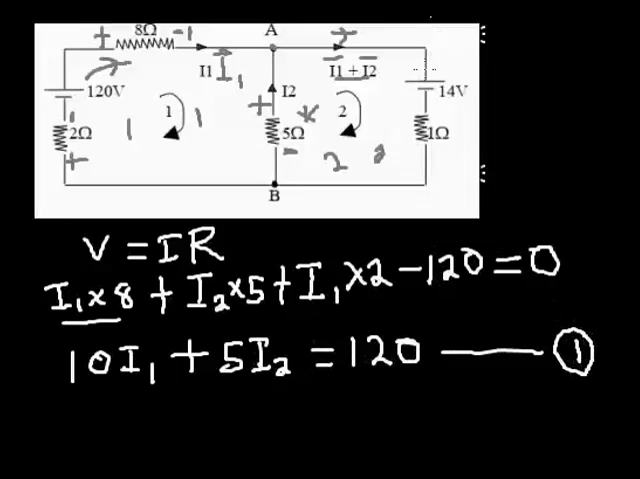So let's go to loop 2. I do the same thing to loop 2. I move in a clockwise direction and start with the source. So starting from the source, that will be plus 14. Then if I go to the next resistor, that's going to be minus, that's 1 ohm. Remember, the current passing through it is I1 plus I2. So that's going to give me 1 multiplied by the current, or better still, the current multiplied by the resistor, still the same thing.